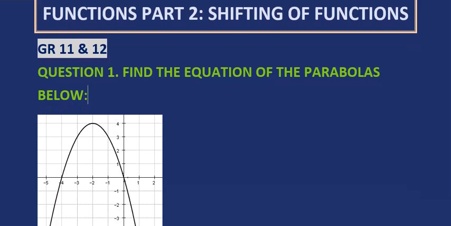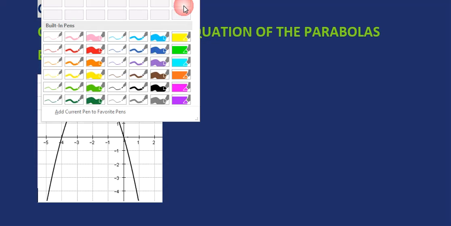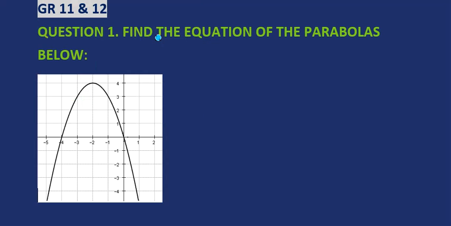In question 1, we're given a diagram of a parabola and we are expected to find the equation of this parabola. Okay, we obviously know that a standard parabola will have the turning point at x 0 and y 0, at the origin. But this particular parabola has a turning point at that coordinate point. So it has shifted.